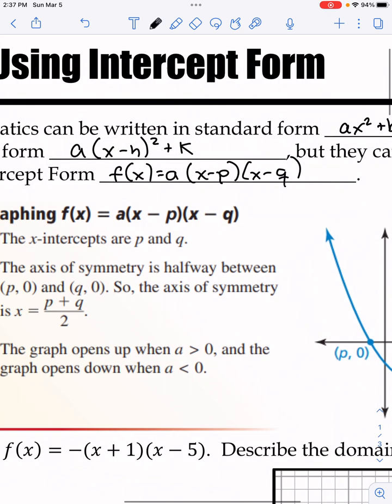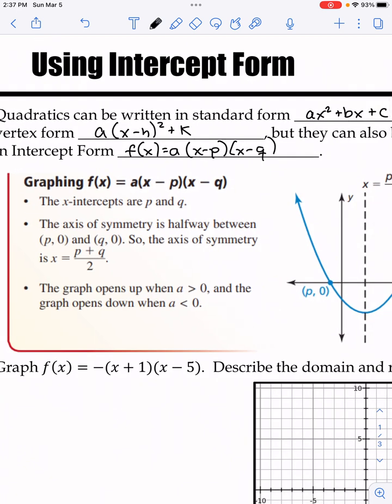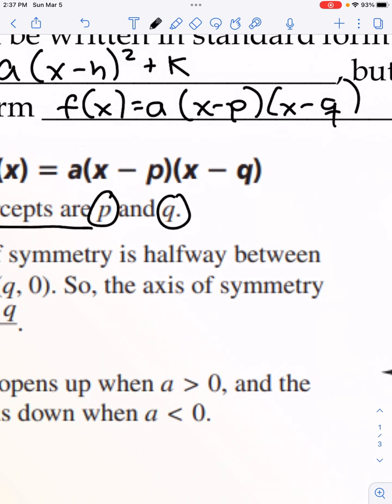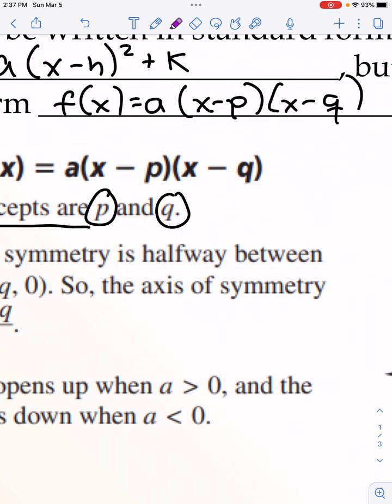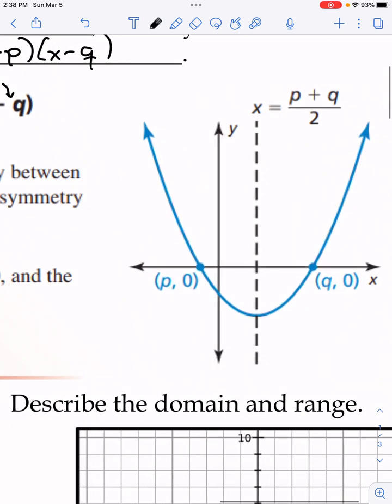So it says in here, in this worked example, the x-intercepts are p and q. And remembering this from vertex form, if you look at this, notice how I have a negative p and a negative q. So the way we want to think about this is, whatever is here, we want to think of the opposite. Now, when we look at that, that's where we're going to graph our x-intercepts. So p is right here and q is right here.